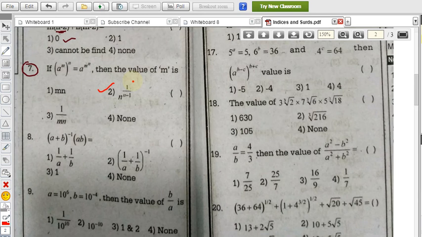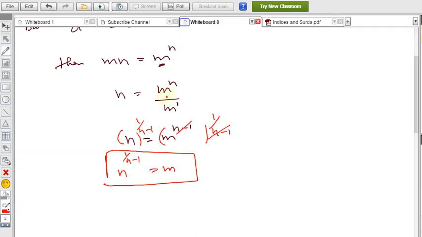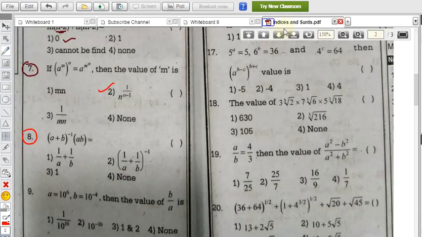Okay, let us see. A plus b whole to the power minus 1 into ab. A plus b whole to the power minus 1 into a into b.